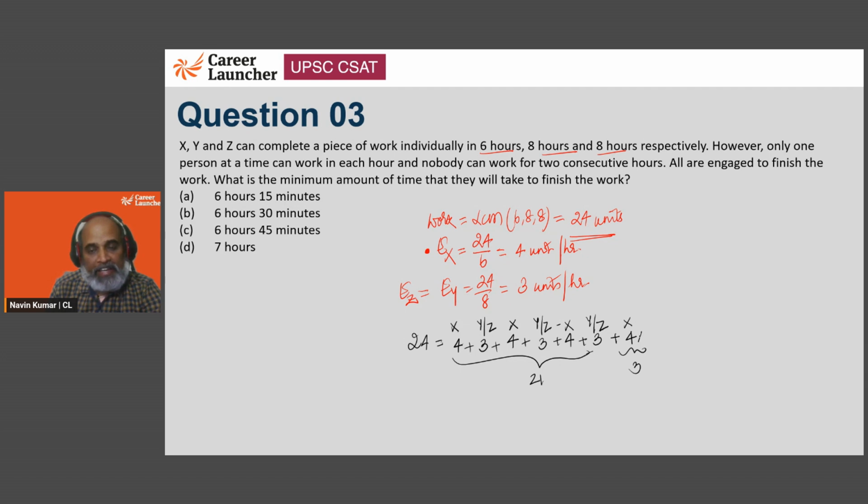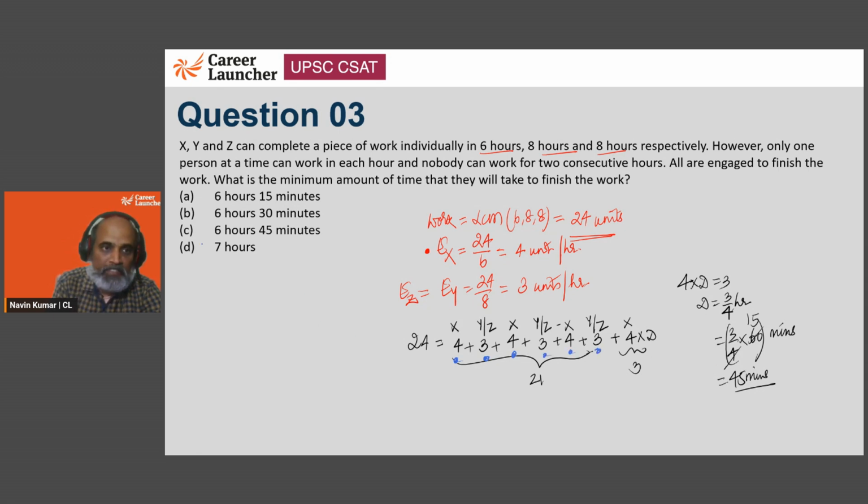So for how long should X work? Let's say D is the duration. So 4 into D should give us 3. So D is going to be 3 by 4. So that means X should work in the last term for 3/4 of an hour, which is 3 by 4 into 60 minutes, which is 3 into 15, which is 45 minutes. So basically, the work will get completed in the minimum time, which is going to be 3, 4, 5, 6 hours and 45 minutes. So option C becomes the answer.